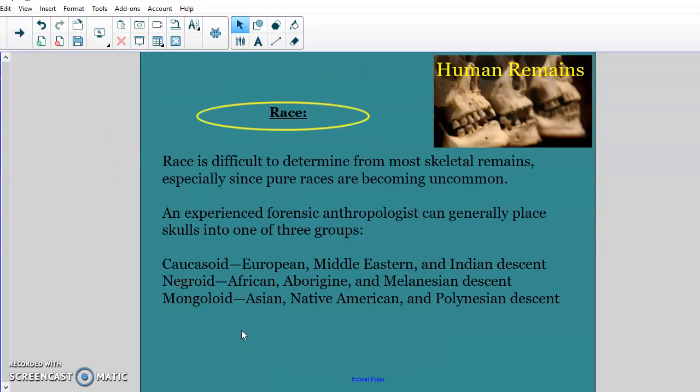Okay, race is another one that they can attempt to estimate. It's the most difficult to determine in skeletal remains, basically because pure races are almost non-existent. So they can place a skull into one of three groups. Caucasoid, which is European, Middle Eastern, or Indian descent. Negroid, which is African, Aborigine, and Malaysian descent. And Mongoloid, which is Asian, Native American, and Polynesian descent. And those are huge, broad categories. They can somewhat say that they're in those categories, but that's pretty much all they can do. They can't be very specific with that.